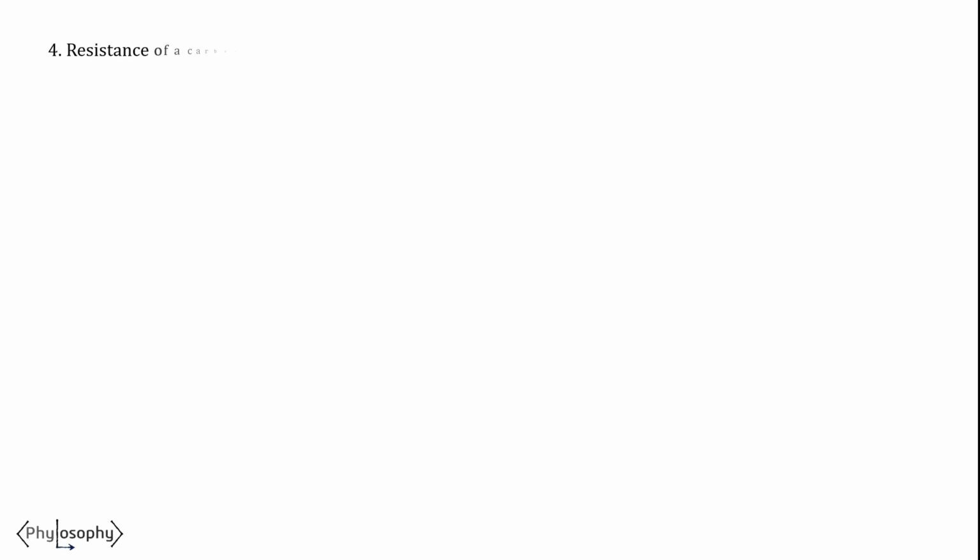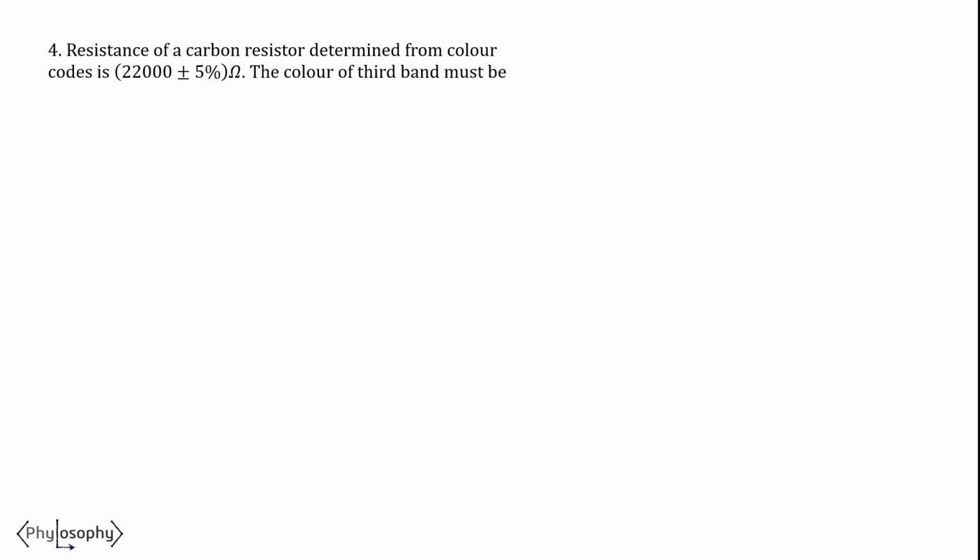Our next problem is: resistance of a carbon resistor determined from color code is 22,000 plus minus 5%. The color of third band must be, and four options are given: green, orange, yellow and red.